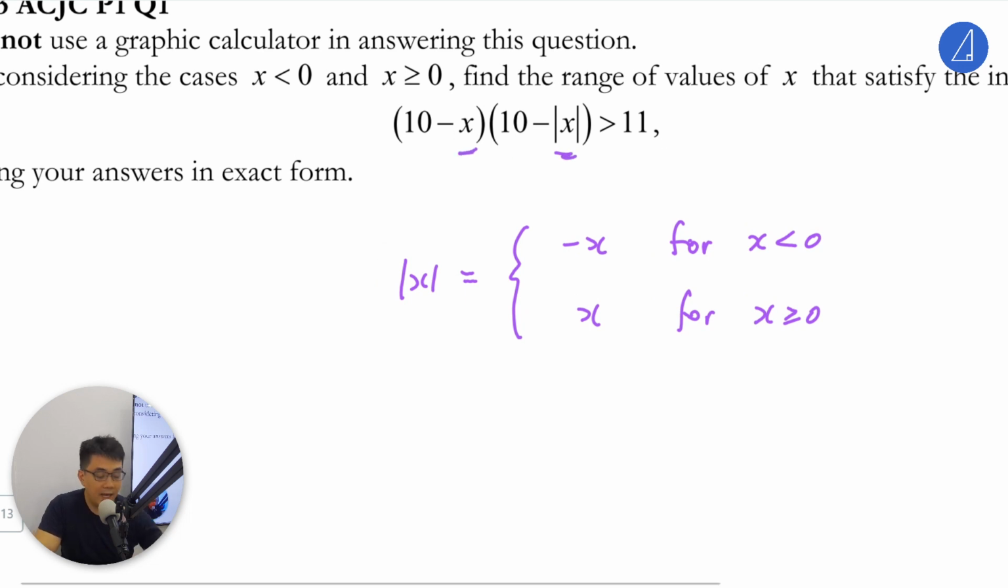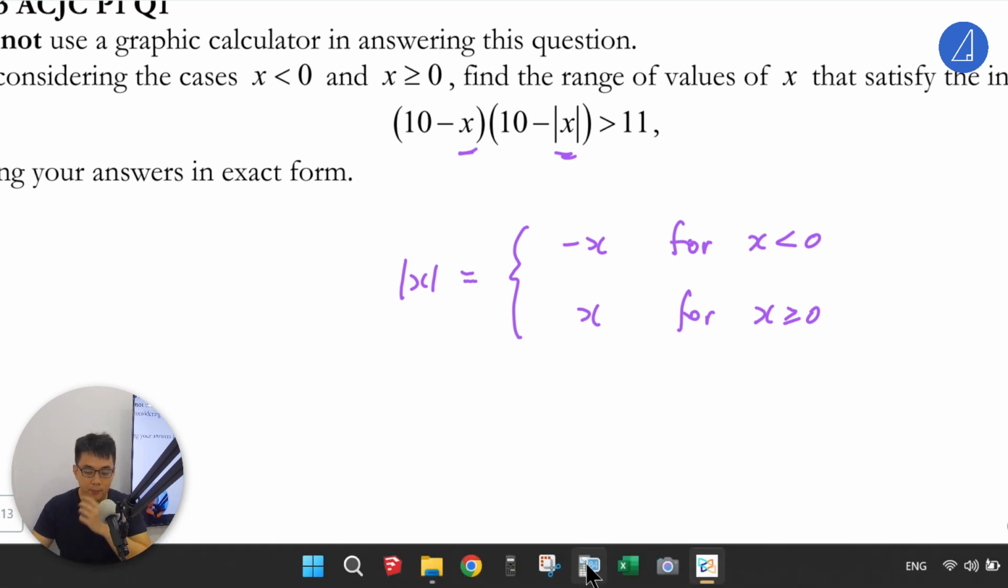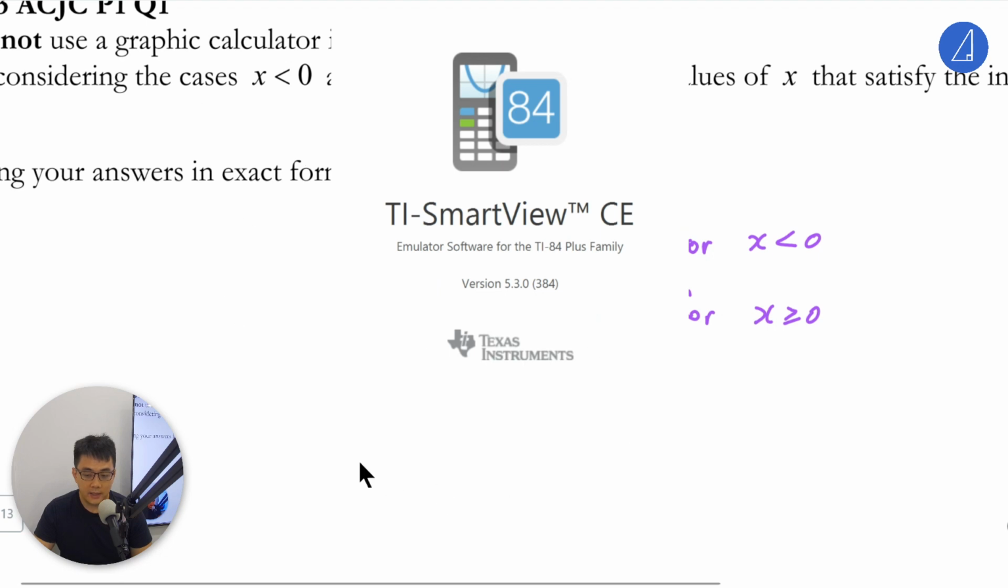Okay? So I think the thing is you just quickly put in the calculator. Of course, you still don't use calculator, but you use it to assess it.